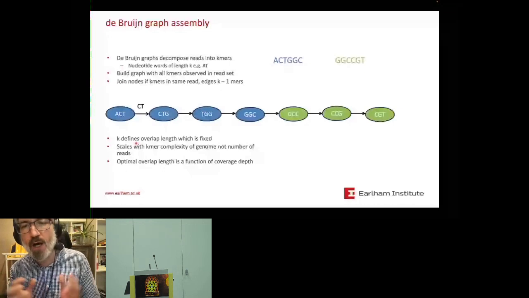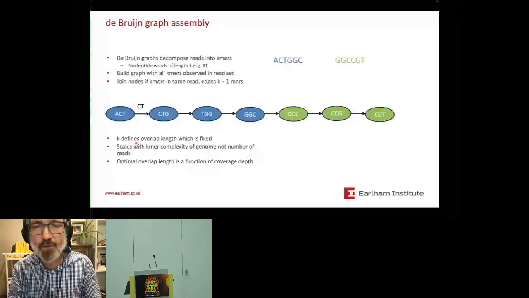If you have high coverage genomes, you want to use k-mers that approach the length of your reads, because if you think about it, you've got a good chance of observing a long overlap. And the longer the k-mer you use, the better you are at resolving repeats. But for low coverage genomes, you want to use a small k-mer length because you'll only see small overlaps in that case.